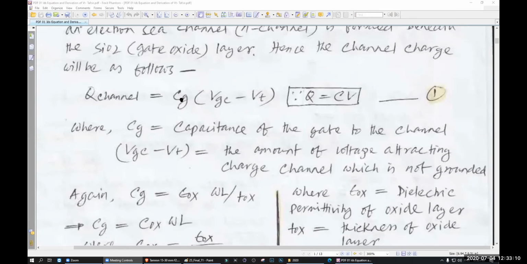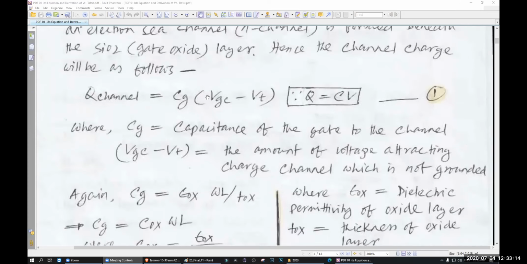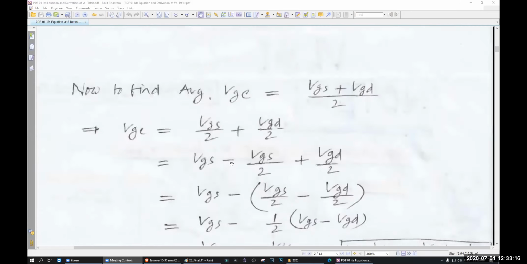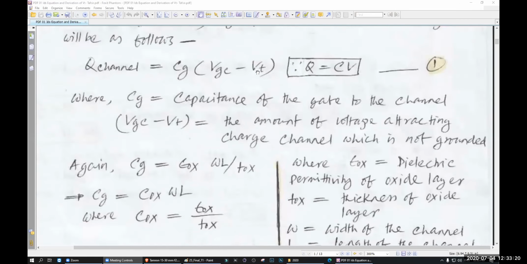Here CG we already know, that is COXWL. VGC we already found, VGS minus VDS by 2. VT is a constant, we will try to find it later, not in this derivation. We have a different derivation for VT, but before that let's consider it a constant.